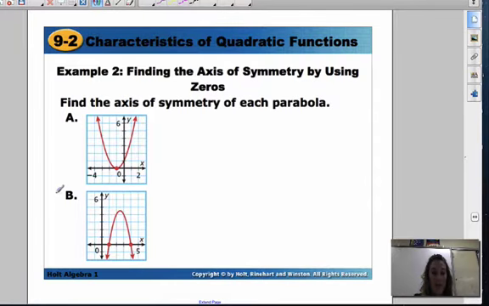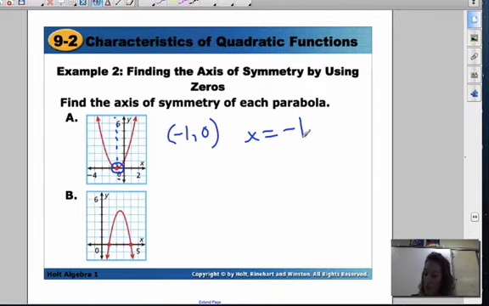Okay, letter A. The axis of symmetry seems to lie right on the vertex. It says it's only crossing it once, so I don't have to do any averaging. So that vertex point is -1, 0. Therefore, the axis of symmetry, that line that divides it in half, is x equals -1. The axis of symmetry is always the x value.